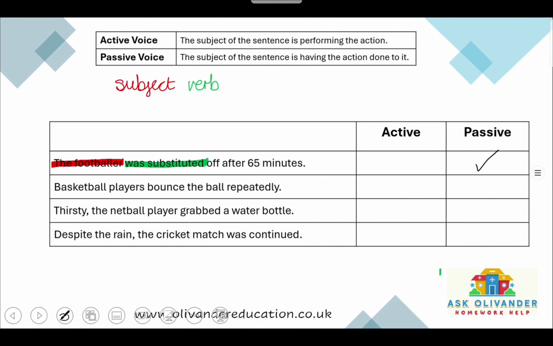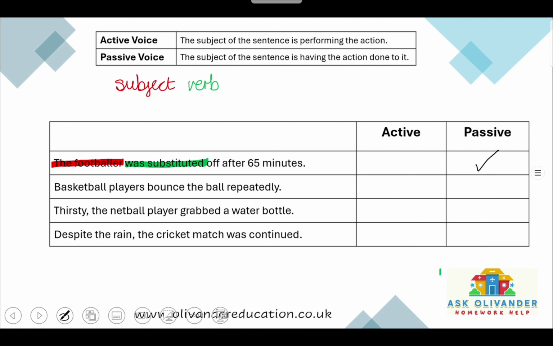The second clue, the word by, isn't actually present here. However, I could add it to the end of this sentence by saying by the manager. Because of these, I can conclude that this sentence is in fact passive. The footballer is not doing the act of substitution. The manager is. So this is a passive voice sentence.